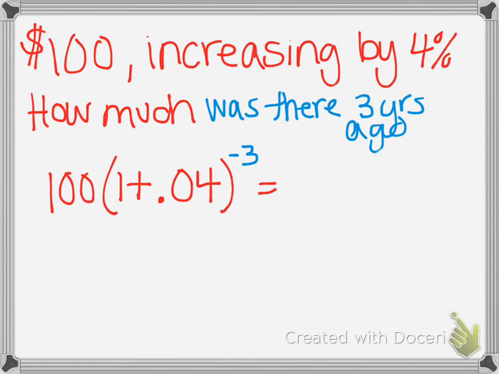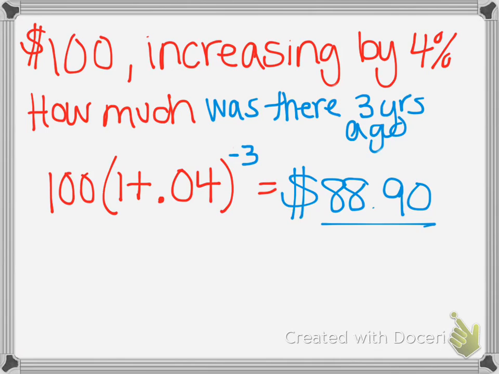And when you plug this into your calculator, you should have less. So even though it's increasing, we're going back in time. So this makes sense that we're going to have less than $100 because that's what we have currently. So how much did we have 3 years ago? And when you plug this in your calculator, you get $88, and it rounds up to 90 cents.